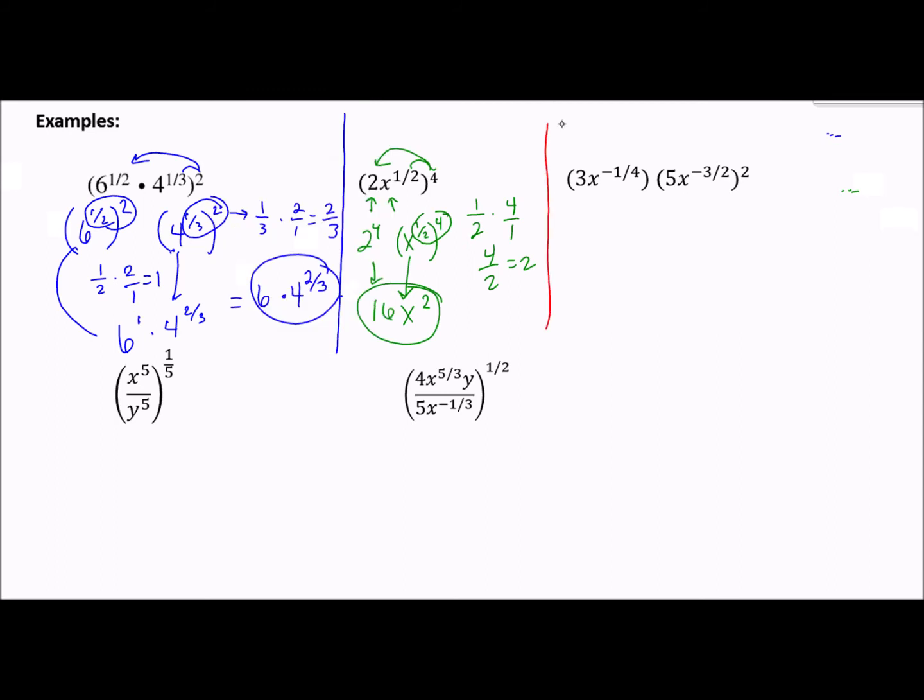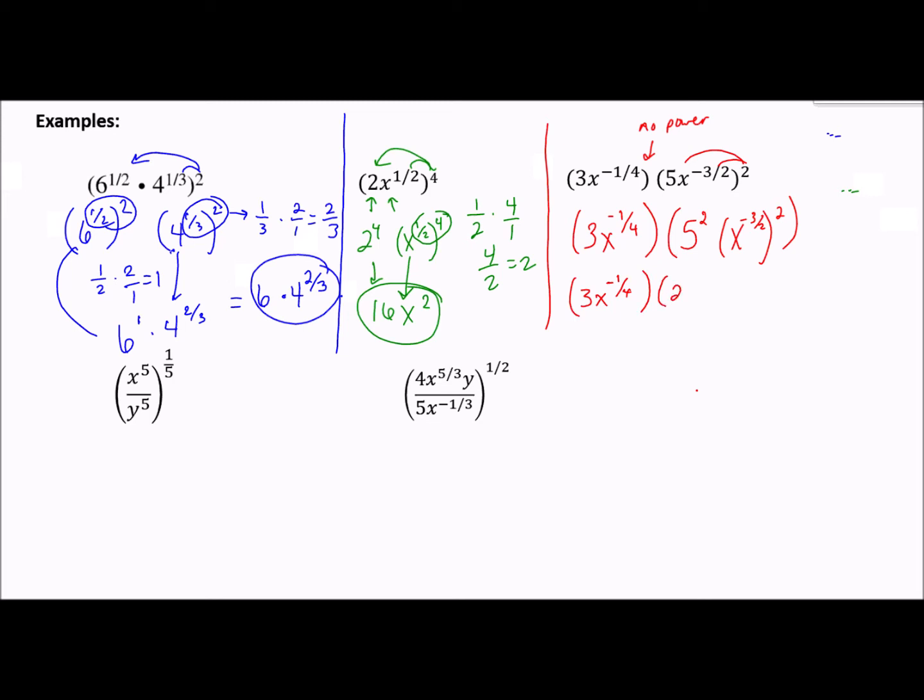We're just sharing again. 3x to the negative 1/4. There's no power outside here, so there's no sharing. It's just going to say 3x to the negative 1/4. But this guy does have a power to share, so it becomes 5 squared. I'm leaving parentheses just to keep it separate from this one on the left. And then we have x to the negative 3/2, which got squared also. Okay, again, nothing to do with the 3x to the negative 1/4 yet.